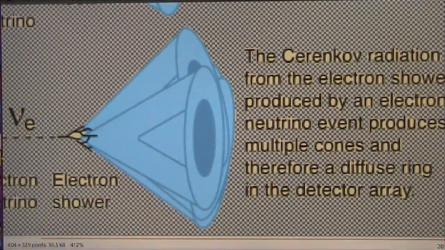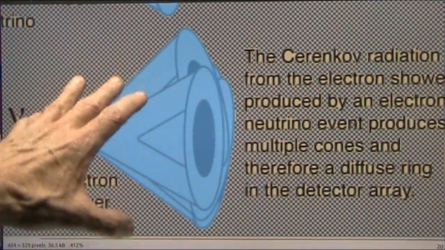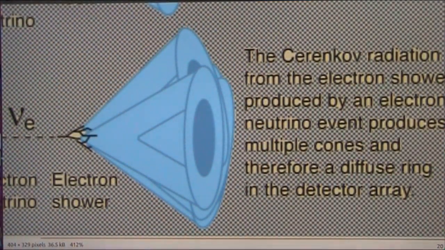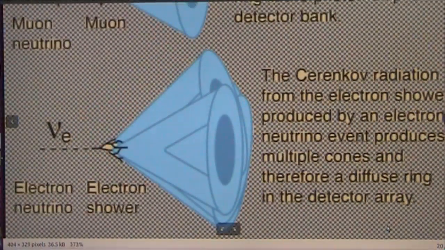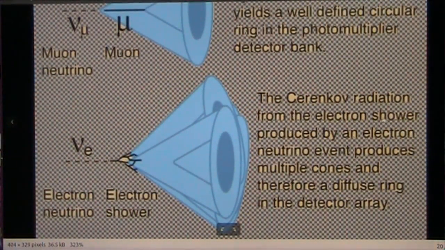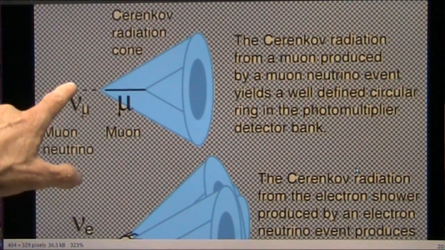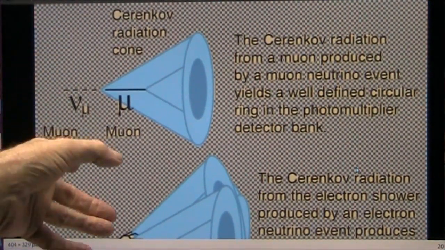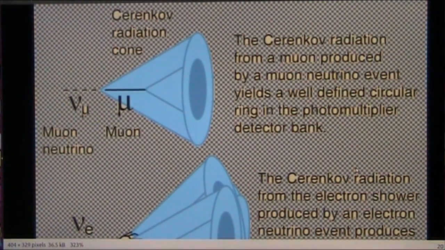The Cherenkov radiation from the electron shower produces electron-neutrino events, produces multiple cones, therefore a diffuse ring in their detector array. Now, what is CERN doing? CERN is doing this. They're using the big chunks. It comes in and it just goes boof, and this is the cone they get. Now, let's take a look at what we're getting.